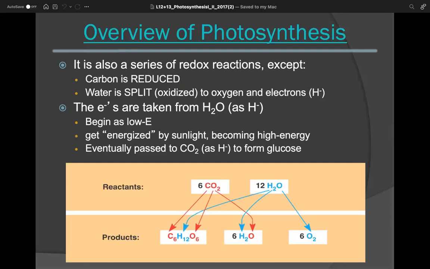This is also a series of redox reactions, except carbon is reduced and water is oxidized to oxygen and electrons in the form of H plus. The electrons are taken from water, and they begin as low energy electrons. They're energized by the light that comes in and eventually pass to carbon dioxide in the form of glucose.